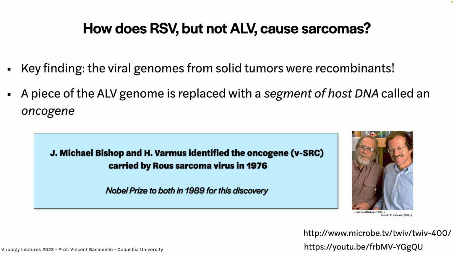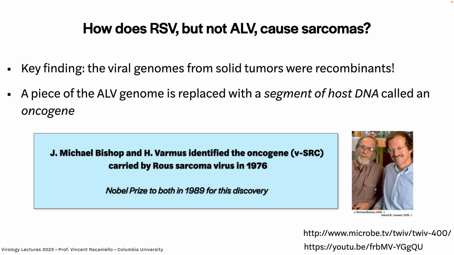Who knows? Anyway, how does Rous cause solid tumors but not avian leukosis virus? Well, people were interested in that. People started comparing the genomes of the two viruses, right? Rous and ALV, Rous solid tumor, ALV leukemia. And these two individuals found the difference. And they got the Nobel Prize for that in 1989, Michael Bishop and Harold Varmus. His first Nobel Prize, so the second Nobel Prize for Rous sarcoma virus.